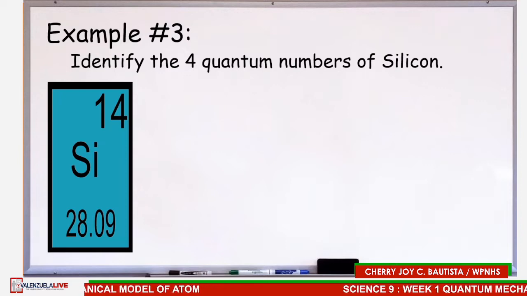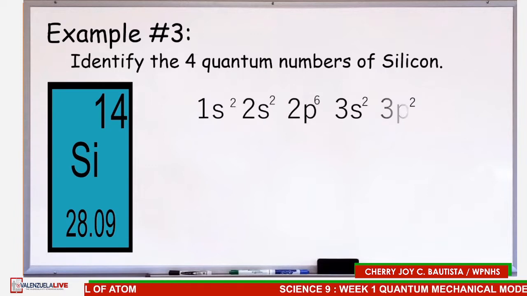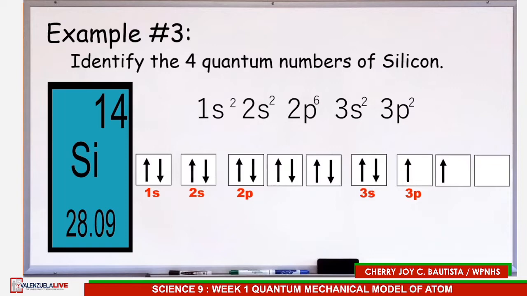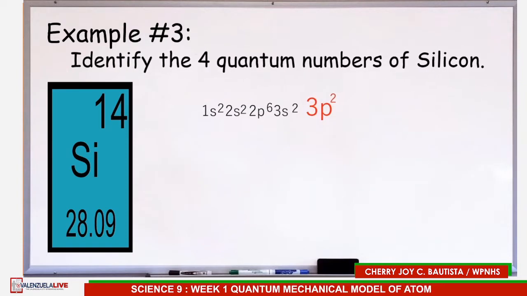Let's check your answer. The electron configuration of silicon is 1s2, 2s2, 2p6, 3s2, 3p2. The orbital diagram will look like this. The last in the electron configuration is 3p2. So this is where we will base our 4 quantum numbers.